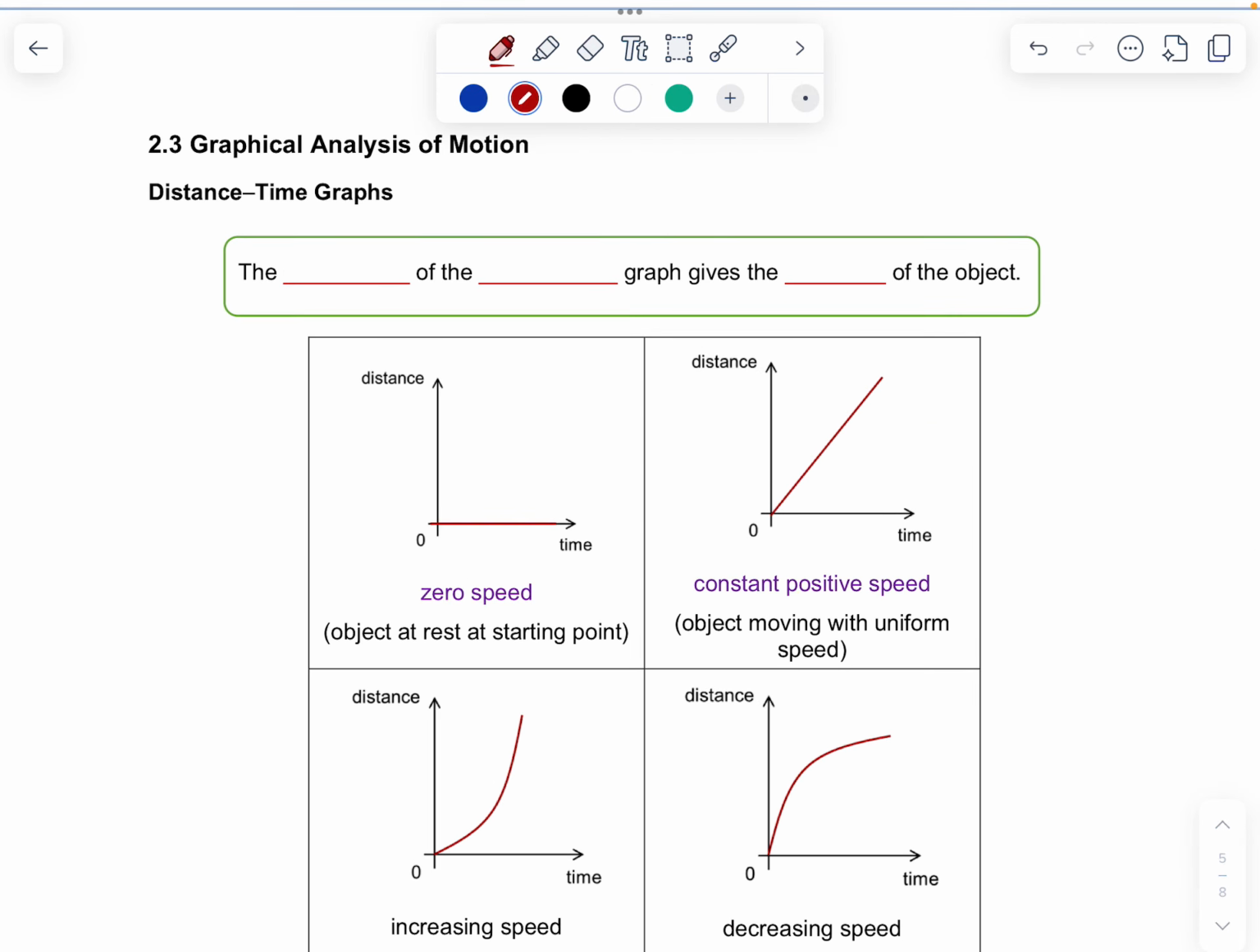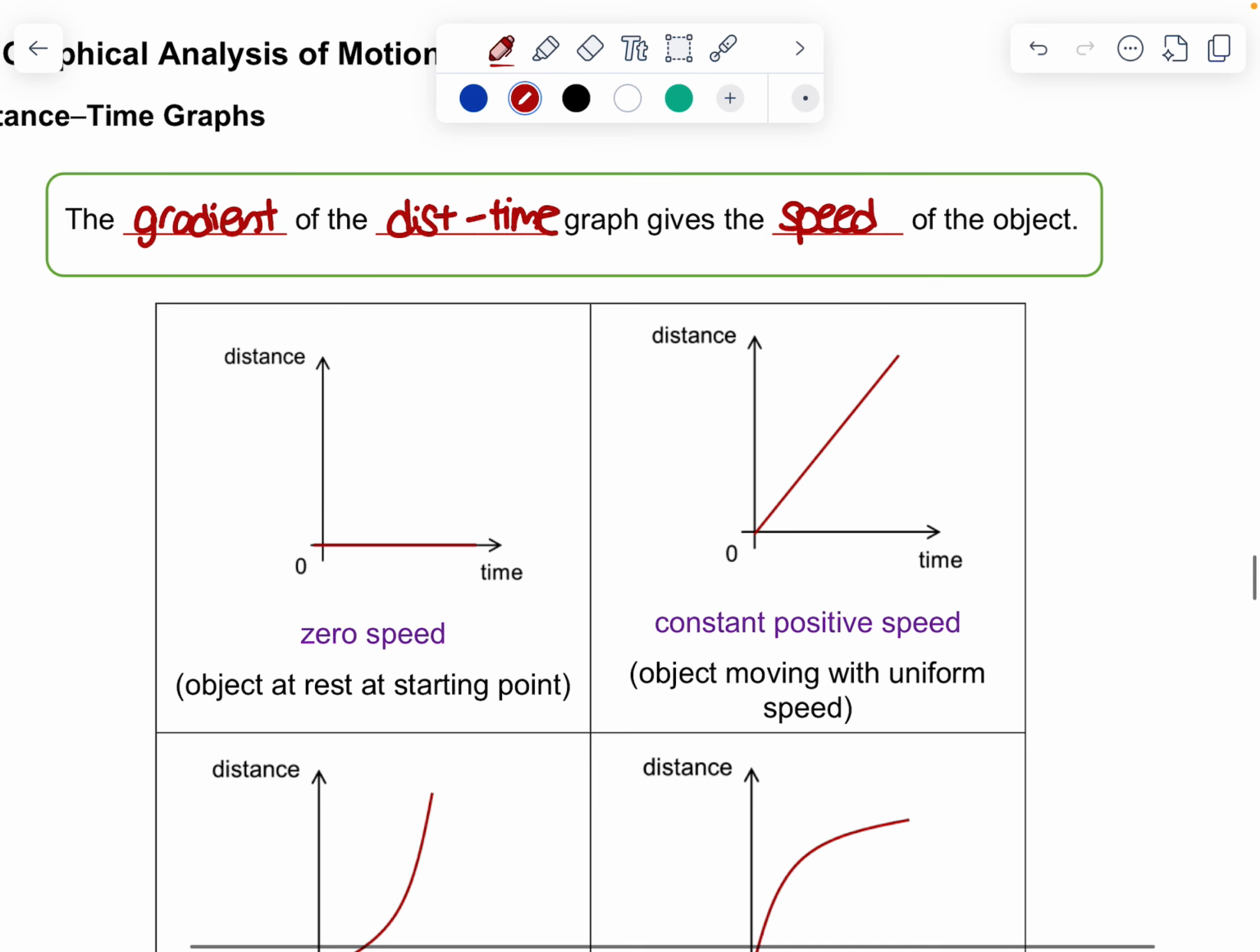Okay, looking at the graphs, there is the distance time graph. The gradient of the distance time graph will give you the speed of the object. Looking at the first scenario, we see that the gradient here is 0, so your speed is 0 meter per second. Now looking at here, the gradient for this graph is constant, so your speed is constant.